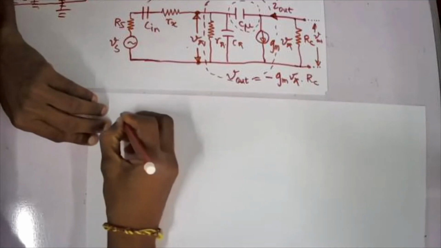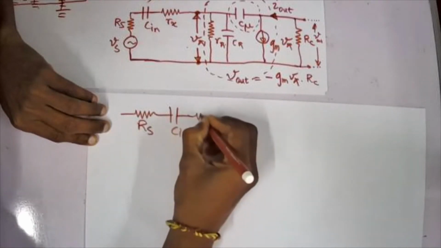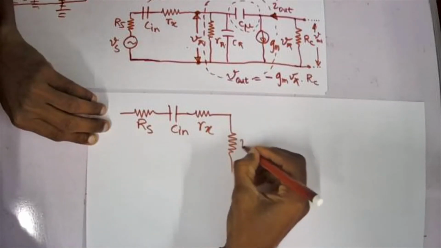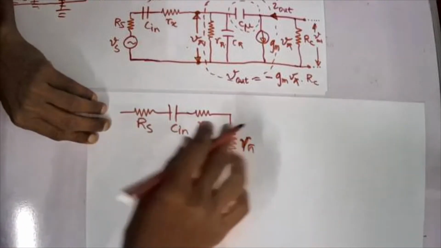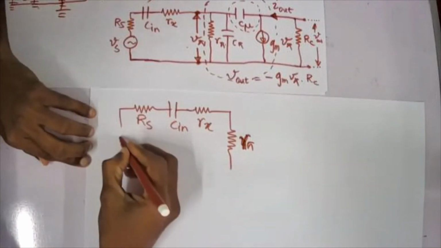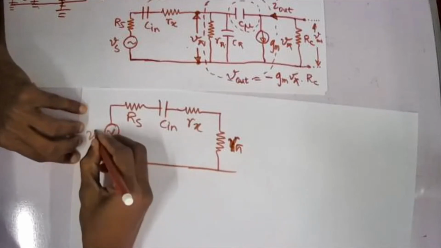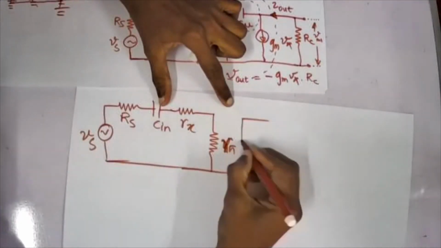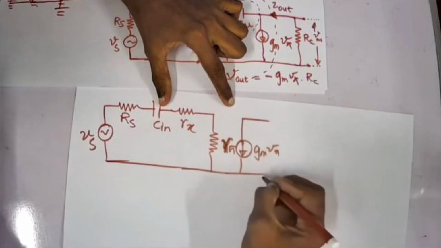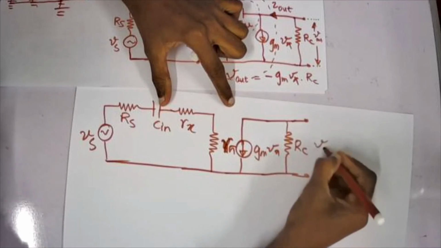The final equivalent circuit will be, of course, Rs, C in, Rx, and then here we have R pi. C pi or CT will be removed as it has very small values at low frequencies when omega is lower. So this will be Vs. Then finally we have Gm into V pi, where V pi is the voltage across R pi, and then of course our RC. This will be V out.